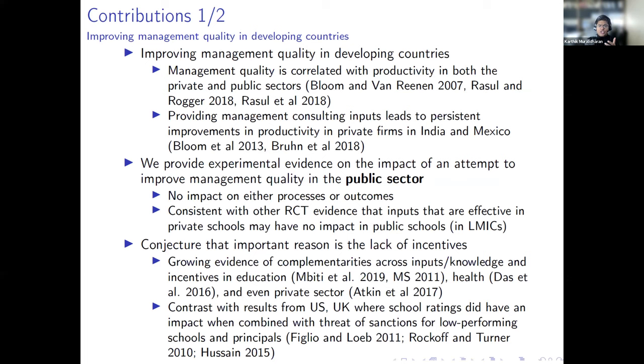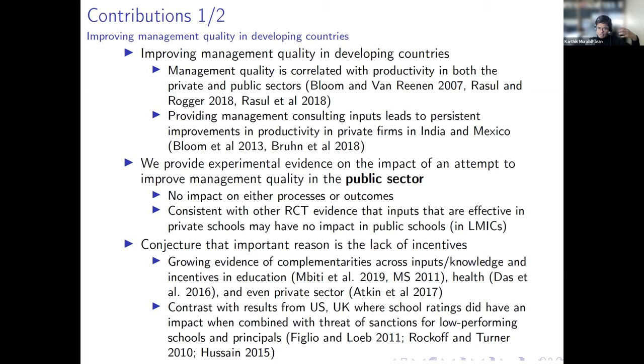So what we conjecture is that a really key reason here is the lack of incentives. There is growing evidence of complementarities across inputs, including knowledge and incentives, in education. We saw that paper in Tanzania, and we've got similar evidence in health. Even in the private sector, there's this famous paper on soccer balls and what it takes to adopt a new technology: even when the technology is more productive, if workers weren't compensated for the fact that their productivity would initially fall, you didn't get the deployment.